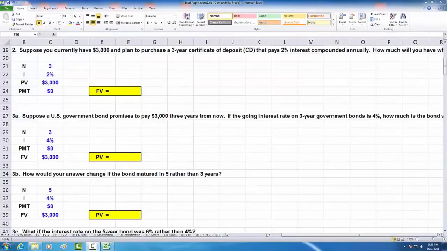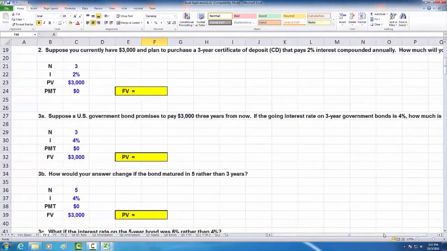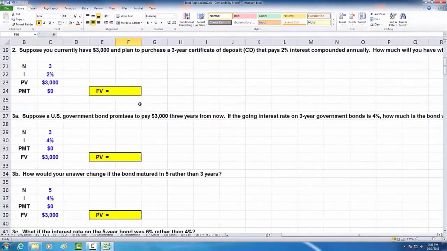Now let's switch to the second question. Suppose you currently have $3,000 and plan to purchase a 3-year certificate of deposit that pays 2% interest compounded annually. How much will you have when the CD matures? Okay, so it asks us to calculate the future value of $3,000 compounded annually with 2% interest rate.